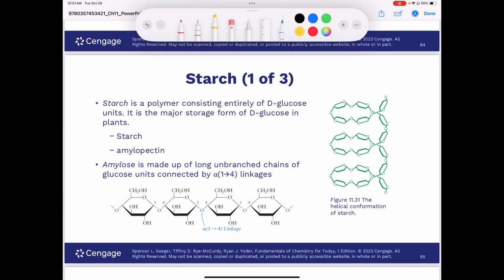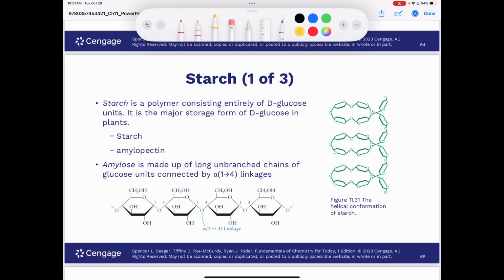Starch is a polymer consisting entirely of D-glucose units. It's the major storage form of D-glucose in plants. Two starch fractions, amylose, which is 10 to 20% of starch, and amylopectin, which is 80 to 90% of starch, can usually be isolated from plants. Amylose is made up of long, unbranched chains of glucose units connected by an alpha 1,4 linkage. And this same type of linkage is the one that we saw in maltose.